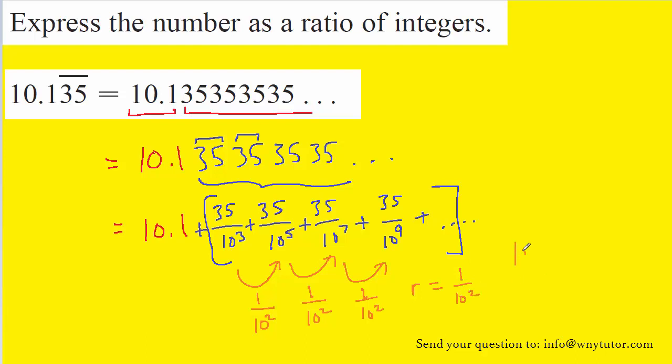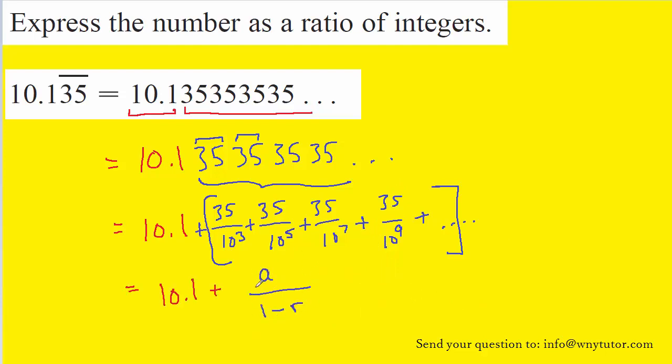It turns out if the absolute value of r is less than 1, then there's a special formula that we can use to condense the purple portion of this number. Let's take a look at that formula. I've color-coded that in purple to remind us that it corresponds to the infinite geometric series portion of our number, which is also in purple. Now a represents the first term of the geometric series, which is 35 over 10 cubed, and r, we already noted, was 1 over 10 squared. So let's go ahead and fill in those numbers for both a and r.